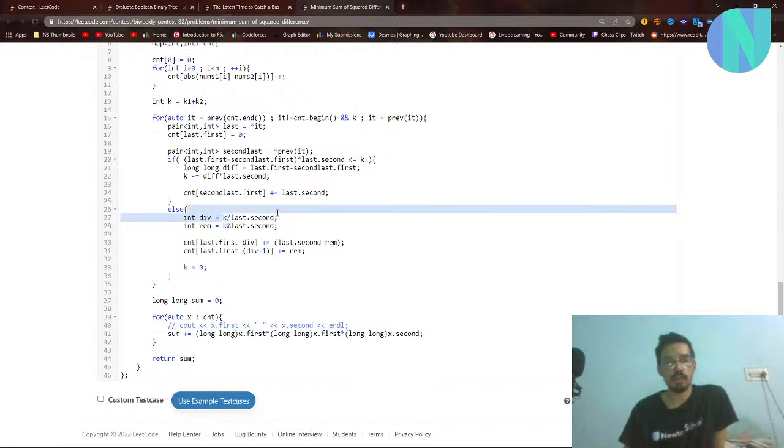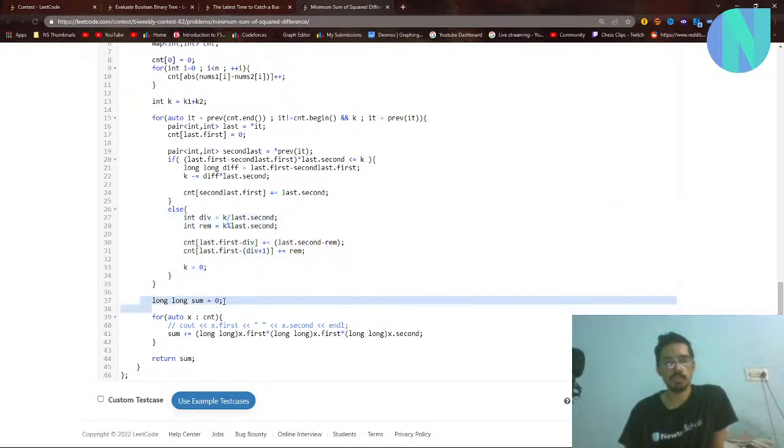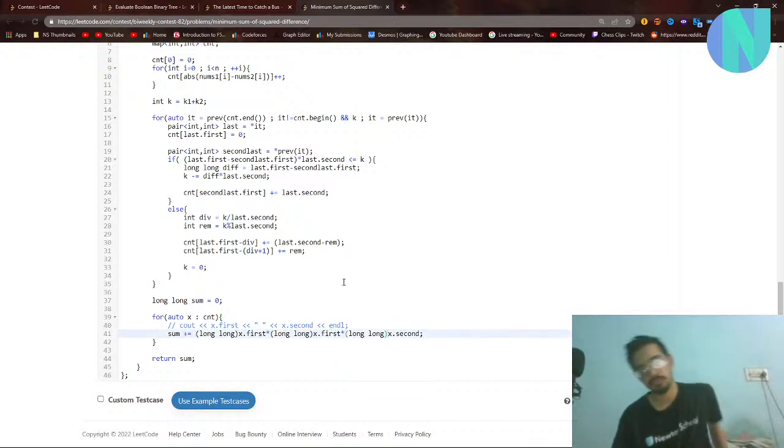So that is k by last dot second, that is k by frequency and k mod frequency, and I will use that to solve the problem like I showed you. And now my k is equal to 0, because I have used all my operations, so I don't have any more operations left here. And in the end, my answer sum will be equal to x dot first into x dot first, that is x dot first whole square into x dot second.